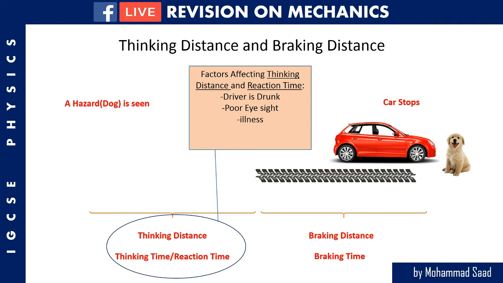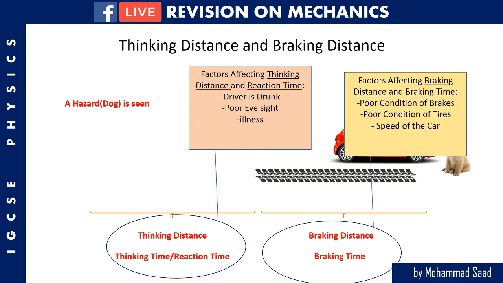Now the brakes are applied, and the factors that will affect the braking distance and braking time are not the driver anymore. It is now the conditions, other than the driver, that will affect the braking distance and braking time. Number one is the poor condition of the brakes. If the brakes are not in good condition, they won't be able to grip the tires. As a result, the braking distance will increase.